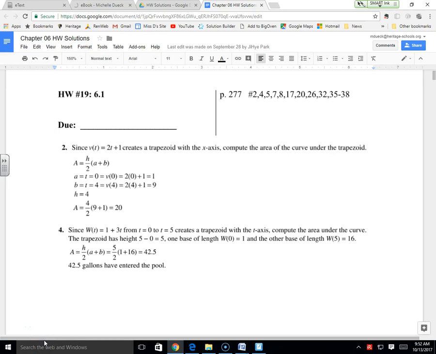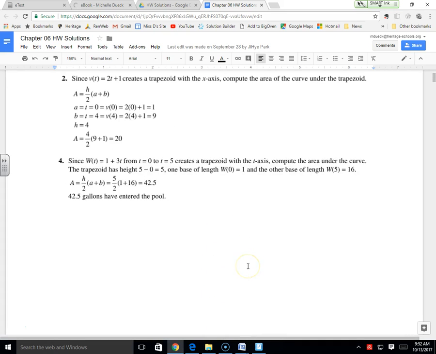A few. Okay. Quite a few. You guys know what to do. If you're not checking it now, you're checking it later. So, number 2. Wise. Number 2. I'm very proud of you guys. Number 2 is 20. Number 4 is 42.5. Gallons have entered the pool. Sounds like a velocity to me. Not velocity, a volume.